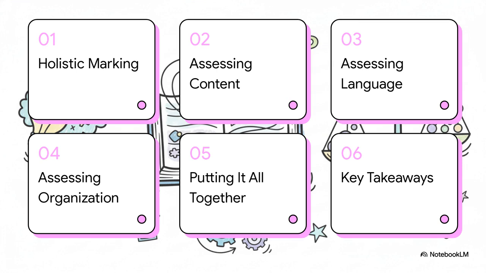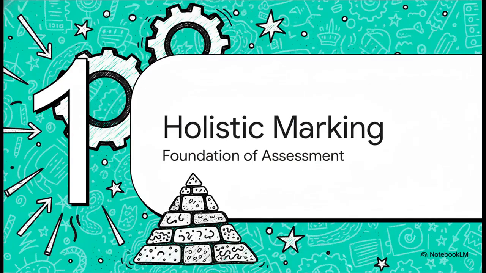We're going to kick things off with the core philosophy of holistic marking. Then, we'll break down the three key pillars: content, language, and organization. We'll see how they all fit together and then wrap up with the most important takeaways for you as an examiner.